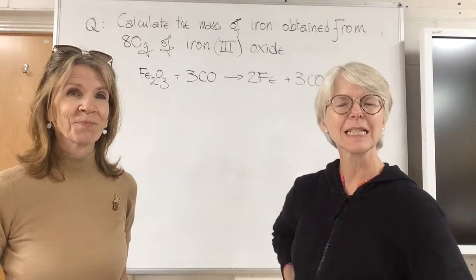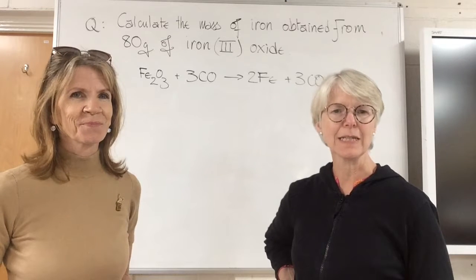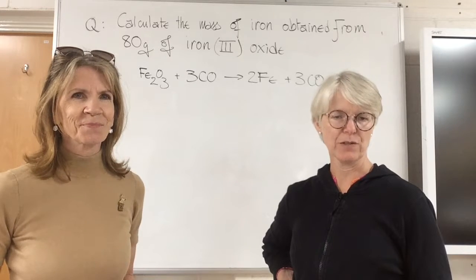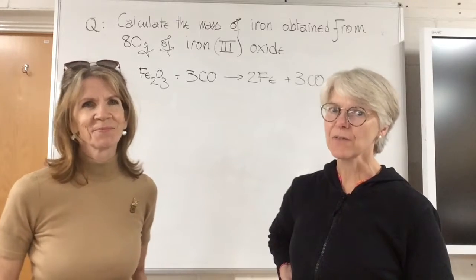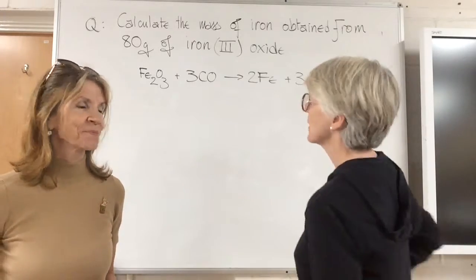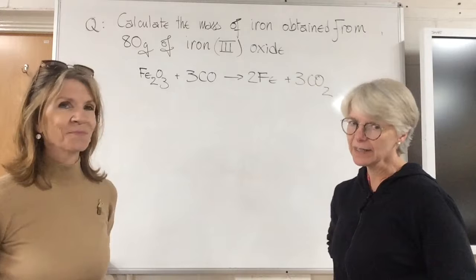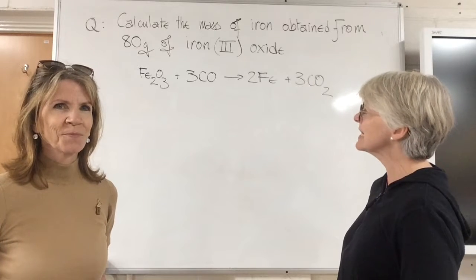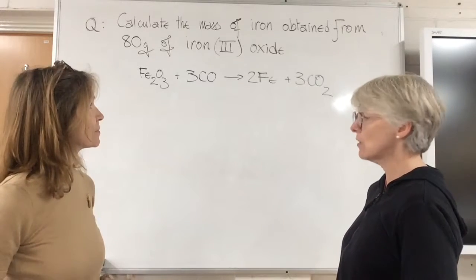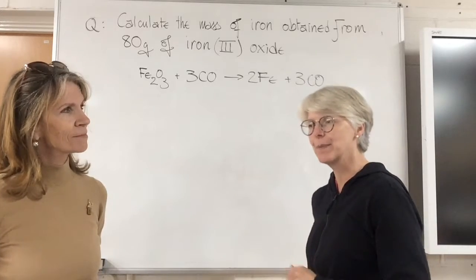Now we're going to look at a slightly more complicated calculation from an equation. Not very, a little bit. So first thing you have to do, look at the question. Calculate the mass of iron that could be obtained from 80 grams of iron 3 oxide. So what's the first step, Miss McLaren?